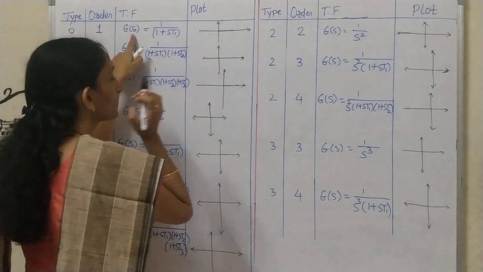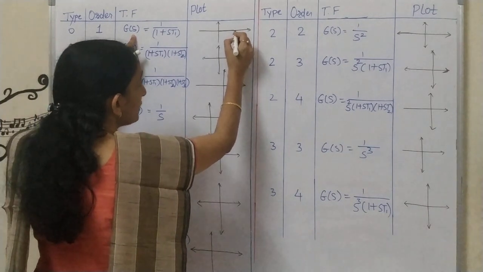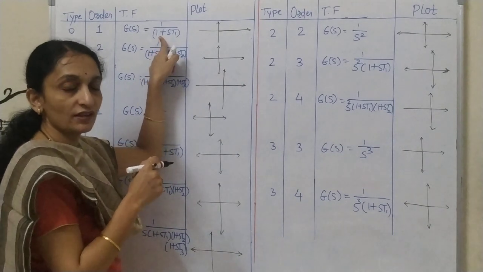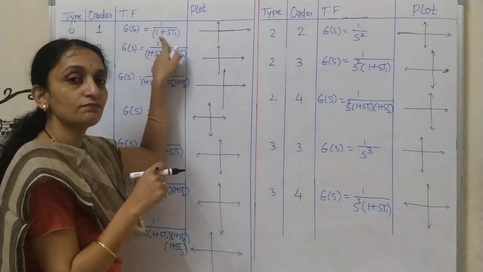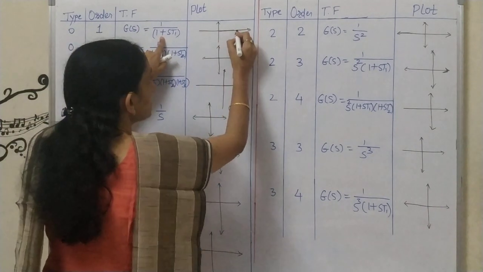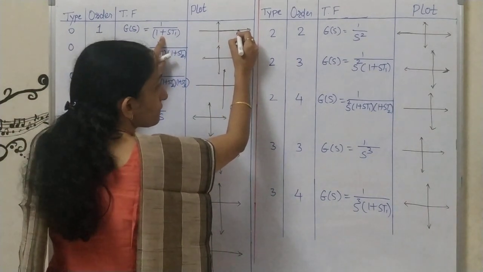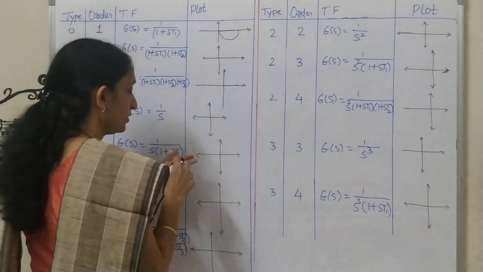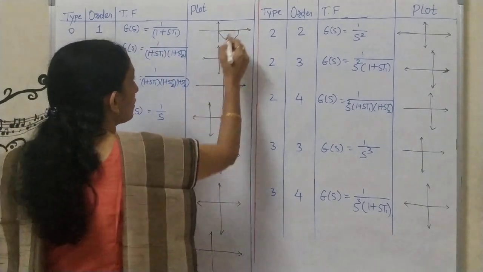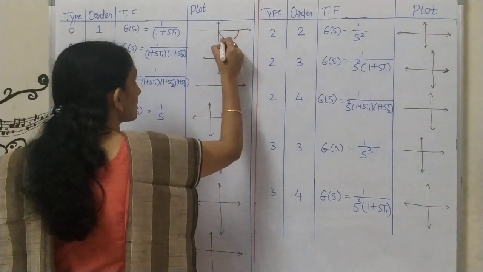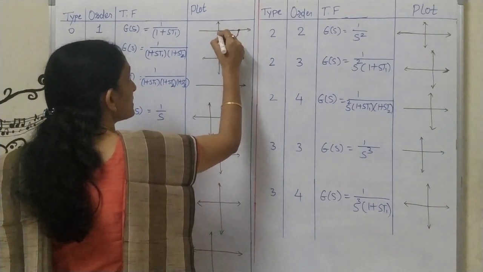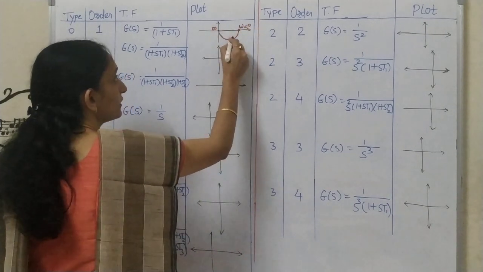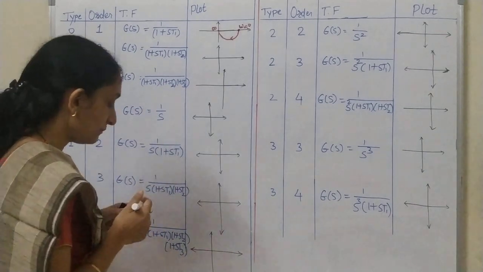For the first transfer function we have already drawn the polar plot in the previous numerical, so I know that one real pole is there and that pole will contribute an angle of minus 90. I know that it will start on the 0 degree axis when omega is equal to 0. So we got the polar plot like this. This will be the starting point and this will be the end point. This is at omega equal to 0 and this will be at omega equal to infinity. We have already drawn it, same thing will be here.